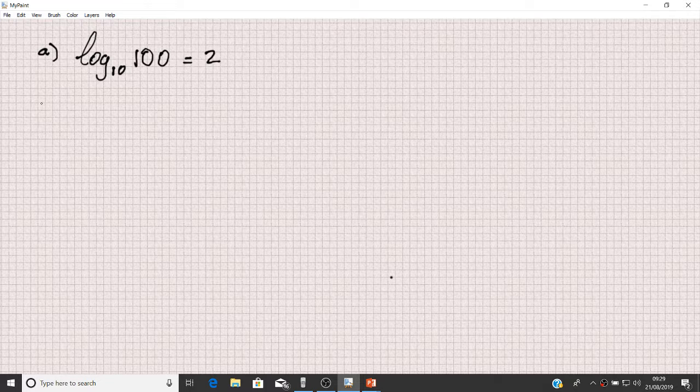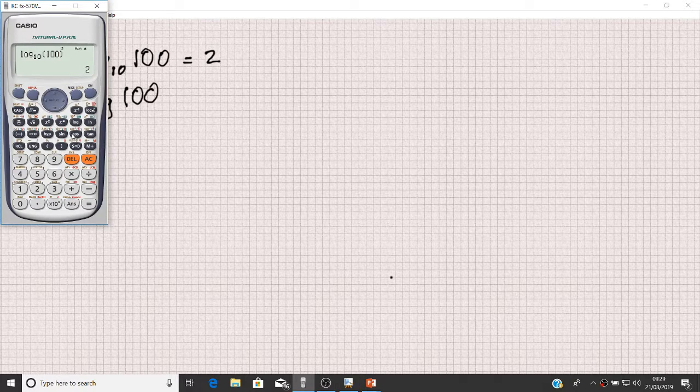Now, the second problem was just simply using the log button, log of 100. So when I bring up the calculator, I see I have a log button here. Now this log button assumes base 10, and that's why this example is here, just to remind you that when you see the log button, it is log base 10. So we'll clear the previous problem. We'll just do log of 100 and we should get the same answer, equals 2.